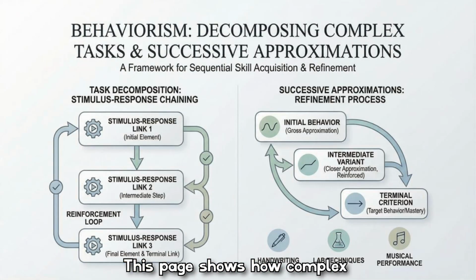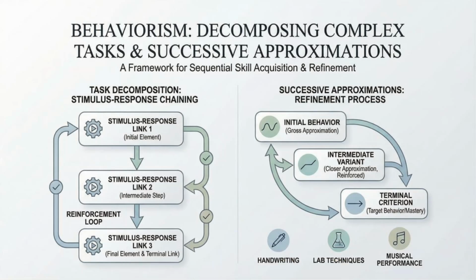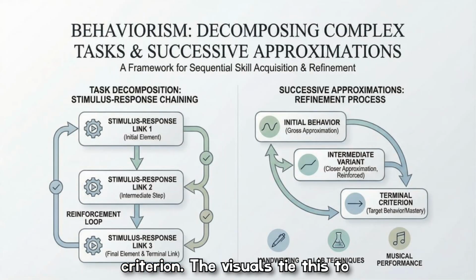This page shows how complex tasks are decomposed into stimulus response chains and refined through successive approximations. Breaking a skill into initial, intermediate, and terminal links allows targeted reinforcement at each step, while shaping moves learners gradually toward the final criterion. The visuals tie this to real-world skills like handwriting, lab techniques, and musical performance, illustrating a clear path from simple elements to polished mastery.